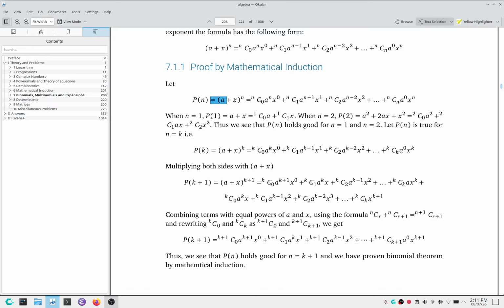Let this be P of n. Now when n is equal to 1, our left hand side is a plus x and right hand side is 1C0 a plus 1C1 x. That is true for n is equal to 1. For n is equal to 2, left hand side becomes a square plus 2ax plus x square, and right hand side becomes 2C0 a square plus 2C1 ax plus 2C2 x square.